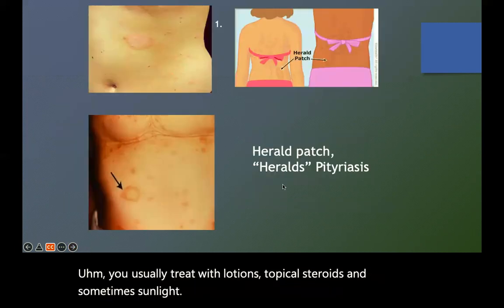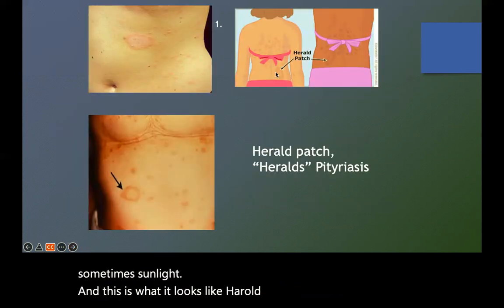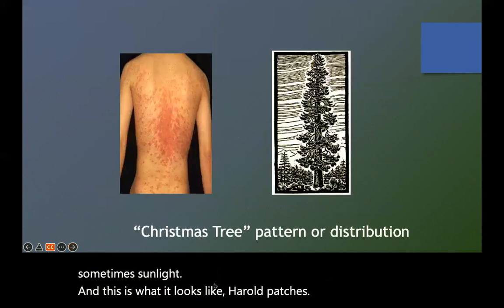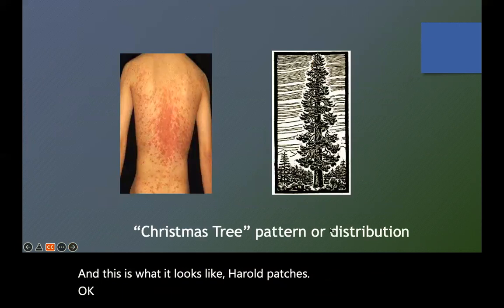And this is what it looks like, herald patches. See that? Okay, it also could have a Christmas tree pattern or distribution.